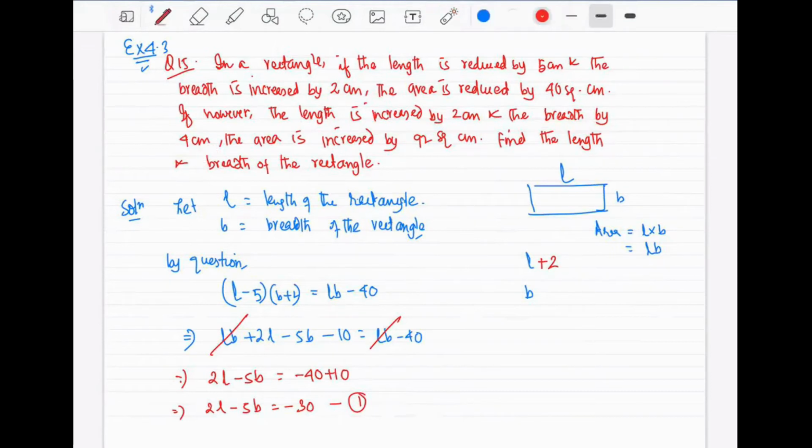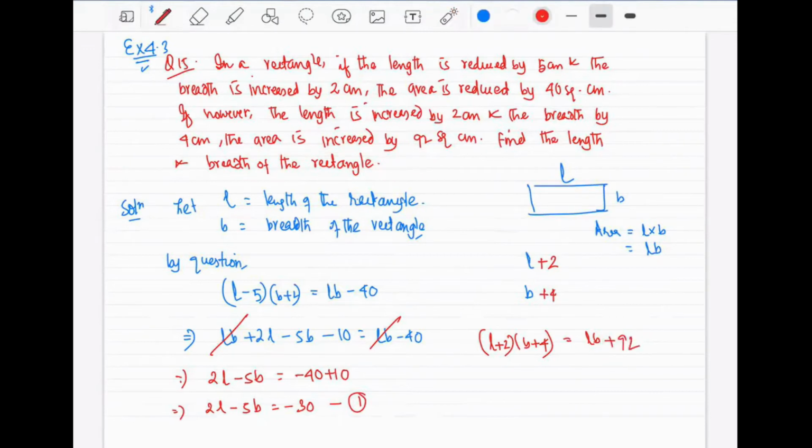Breadth is also increased. How much? 4. The area is increased by how much? 92 square centimeters. How do we calculate the area here? You multiply these two, right? Again, the new area will be L plus 2 times B plus 4. What will happen to the area? The original area is LB, right? Area is increased by 92. So just add 92 here.